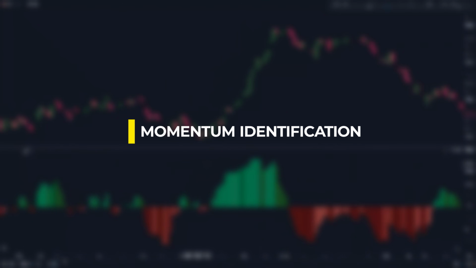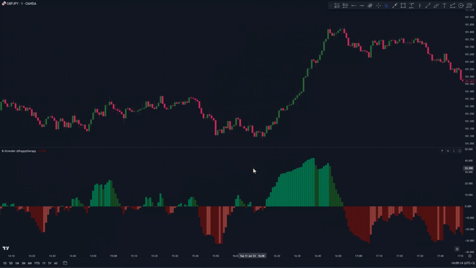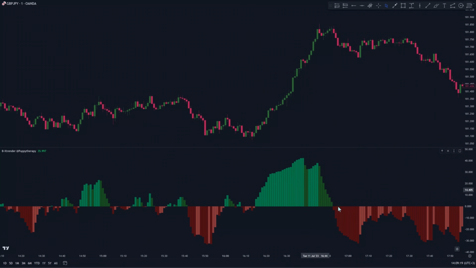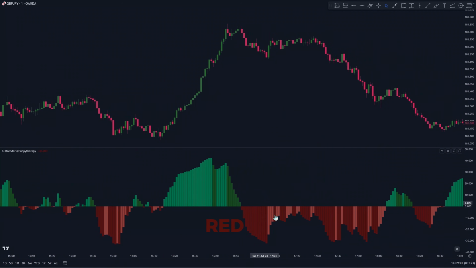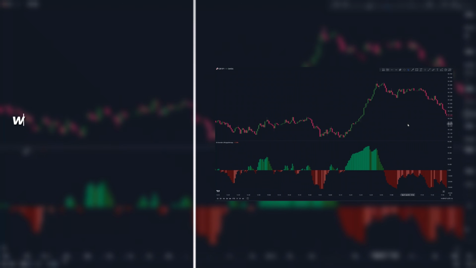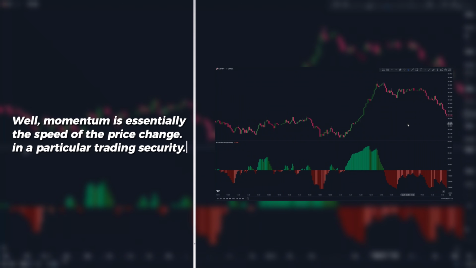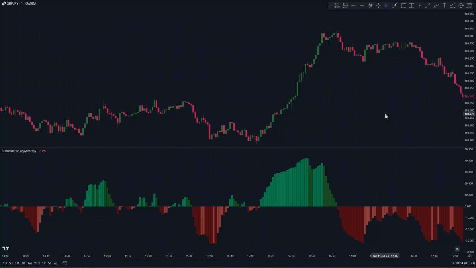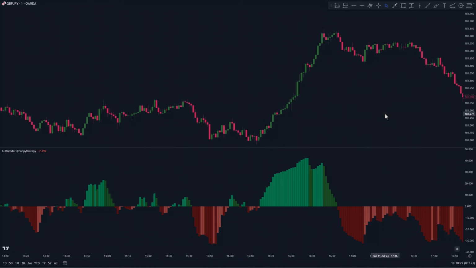Second, momentum identification. This function is going to be carried out by the B-Xtrender Oscillator Histogram, this guy right here. When the histogram is colored green, that indicates a bullish market momentum, and when it's colored red, that indicates a bearish market momentum. But what is market momentum and why is it so important? Well, momentum is essentially the speed of price change in a particular trading security. It's important in technical analysis because it helps traders identify the direction that the market is likely gonna go to.